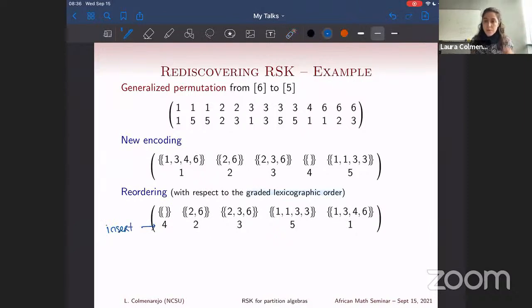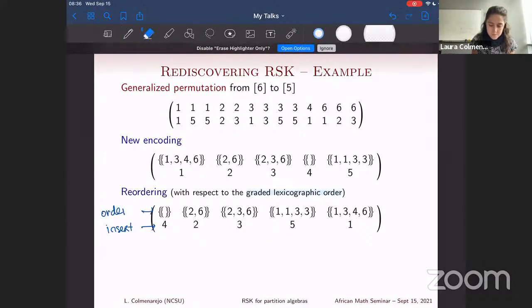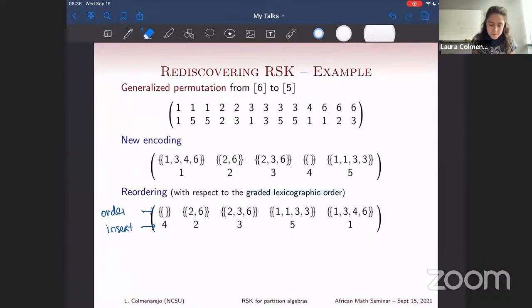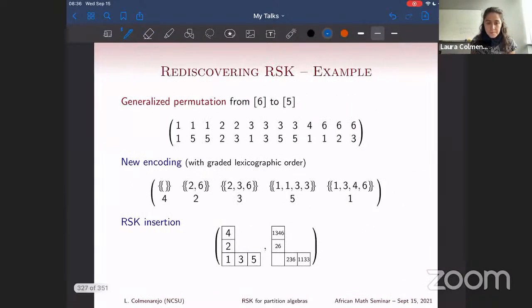And now when I'm recording, instead of putting one number, I'm going to put more than one, but that's totally okay. This is not ordered. This is recorded. And when I do that, what happens is that I get these other pairs of tableaus.